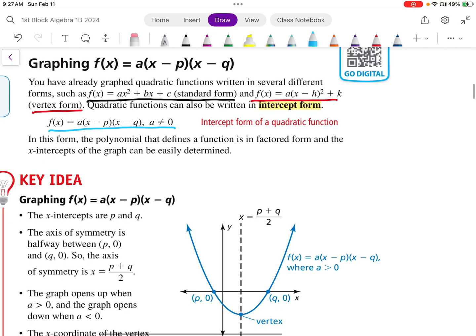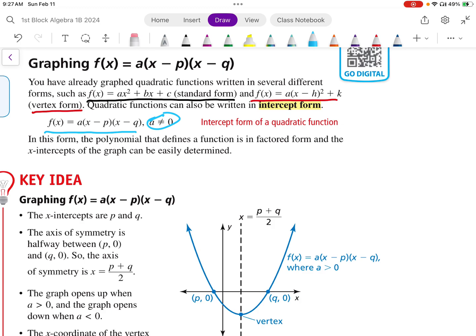Now it gives you a little extra information here. I'm actually going to not underline it. It tells us A cannot equal 0. Well, what would happen if A equals 0? If A was 0, then everything multiplied by A would be 0, which means this would just say Y equals 0. So we know that that is not the case. I would not worry about A doesn't equal 0 too much.